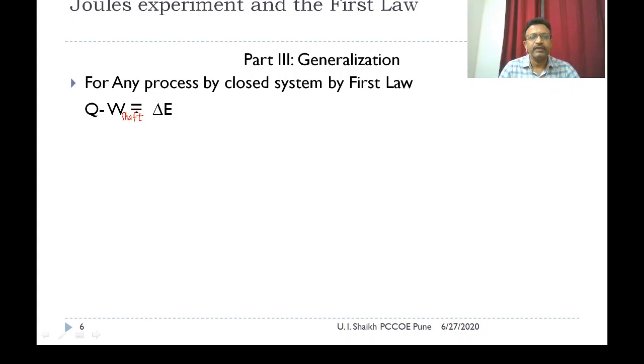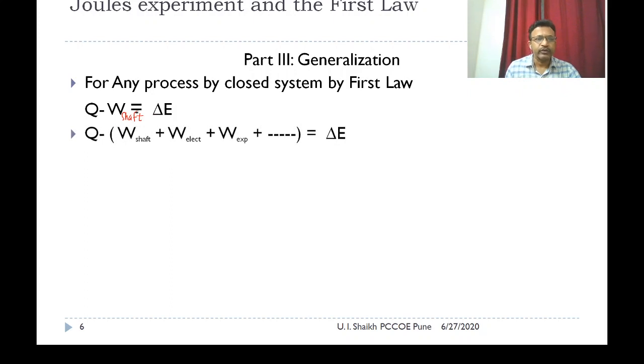For example, displacement type of work transfer, electric type of work transfer, or expansion type of work transfer. To generalize the equation, we can write all these work transfers together as shown in this equation. So I have written it like this: Q minus the sum of all the possible work transfers like W shaft, W electrical, or W expansion, or displacement, or any other known type of work transfer, is equal to change of energy.